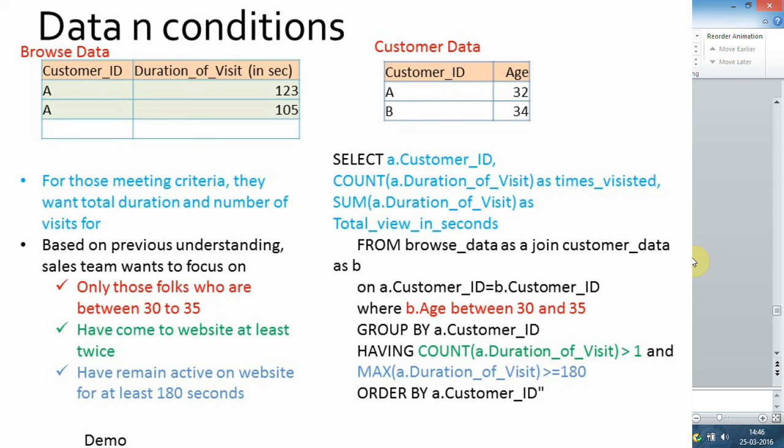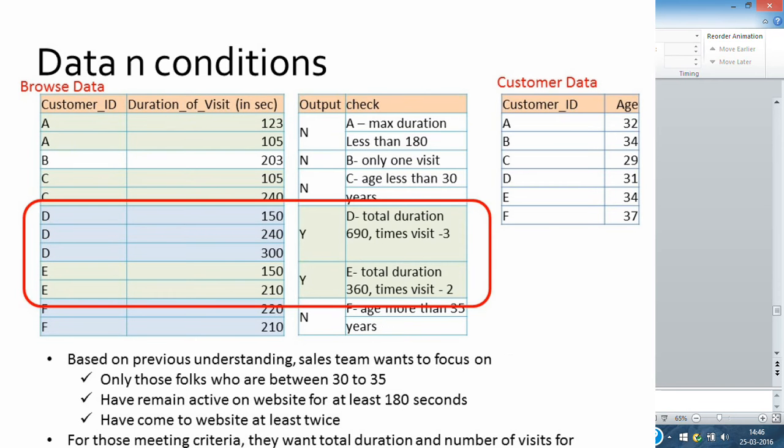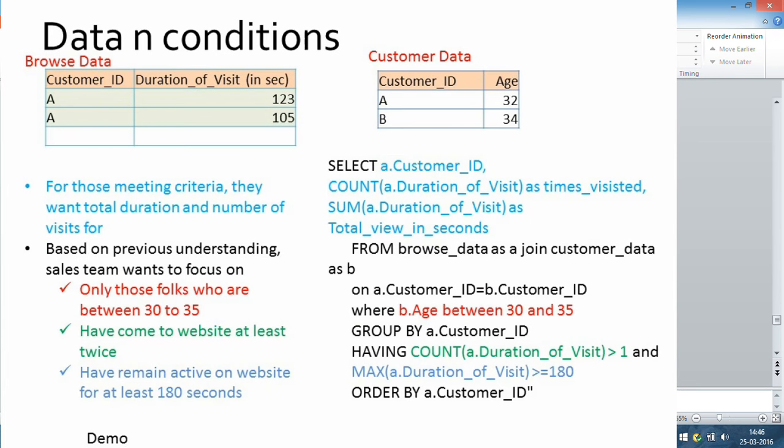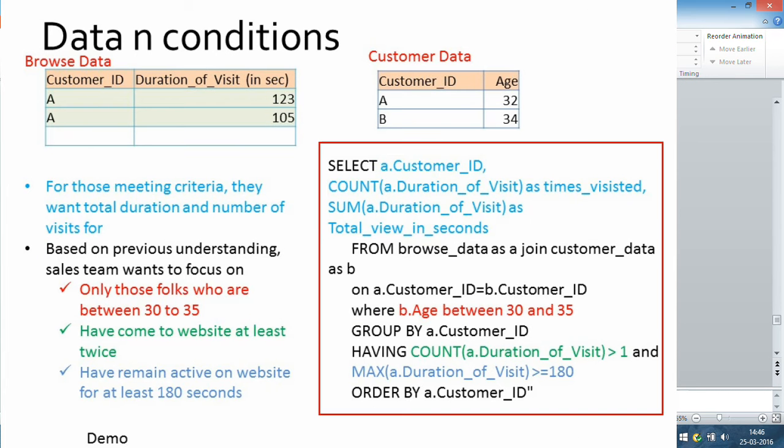Let me explain how you solve this using SAS. You have already seen that these are the records that should become part of the database, the final data, and this is what should be the output. For D, 690 and 3. For E, total duration 360, total visit 2. You have also seen the SQL logic which meets this criteria.